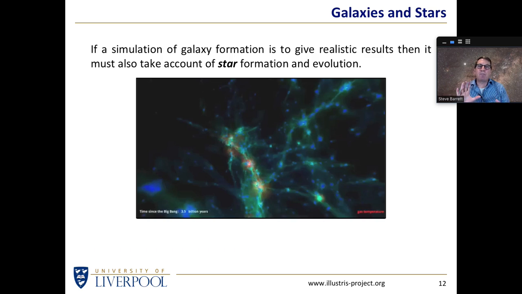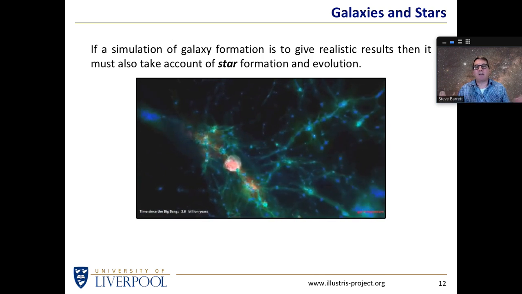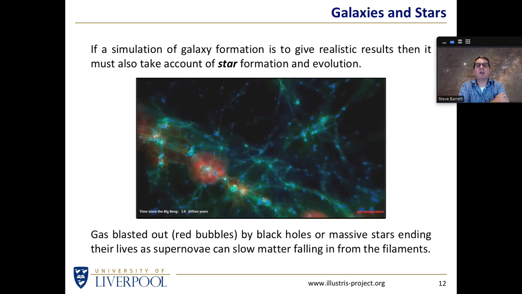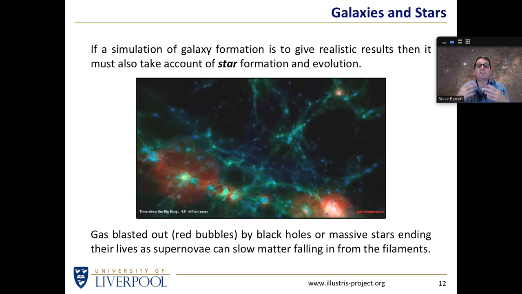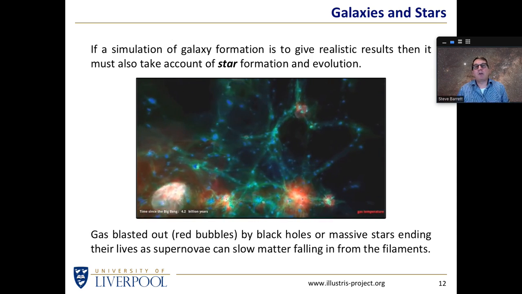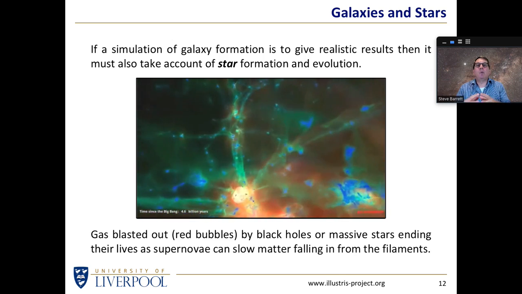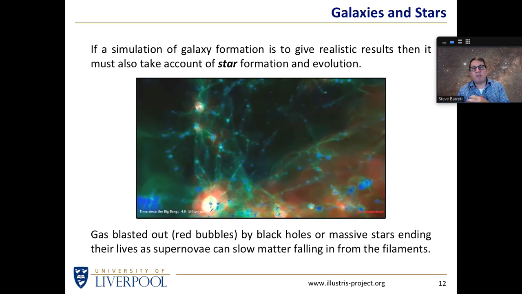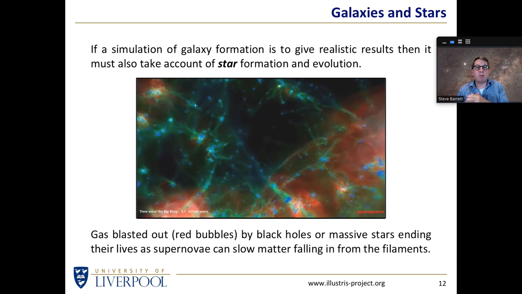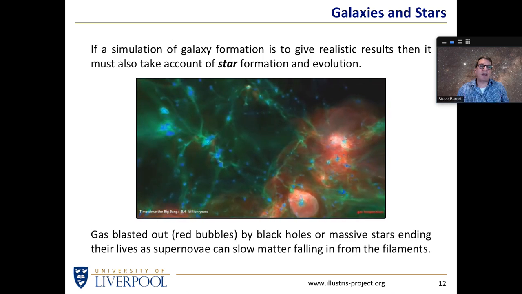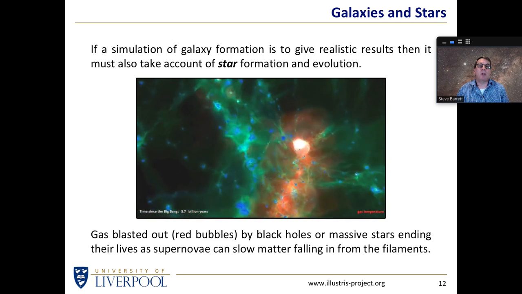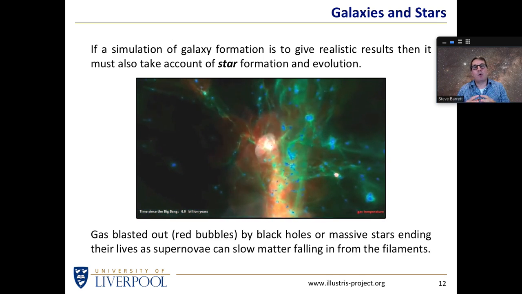But we can't simply say, here's a load of matter, let's let gravity do its stuff. If we want the simulations to be realistic, then we have to take into account the fact that as matter comes together, stars are born. Stars live, stars die. They might die as supernova, they might form black holes, but there will be matter coming out. There will be gas expelled, as we can see in this particular simulation. These red bubbles represent gas being blasted out by supernova or by black holes, and that can impede the infalling matter.